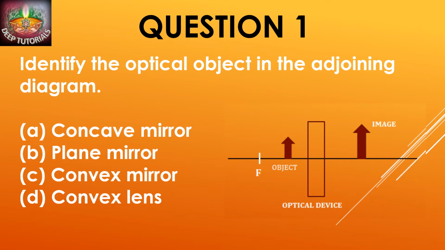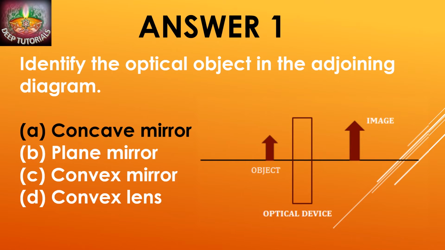Now let's see question number 1. Identify the optical object in the adjoining diagram. Your options are A. Concave mirror, B. Plane mirror, C. Convex mirror, and D. Convex lens. Now here, an optical device is placed and on the principal axis, an object is being kept within the focal length of that optical device.